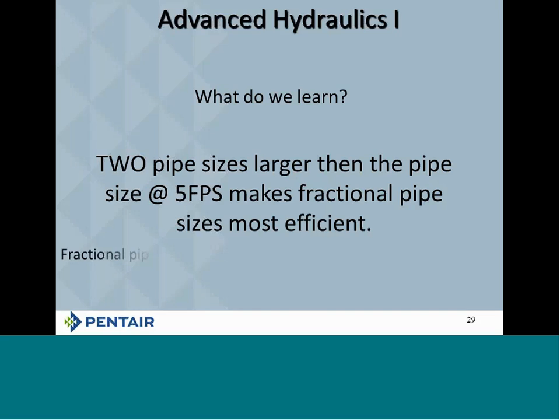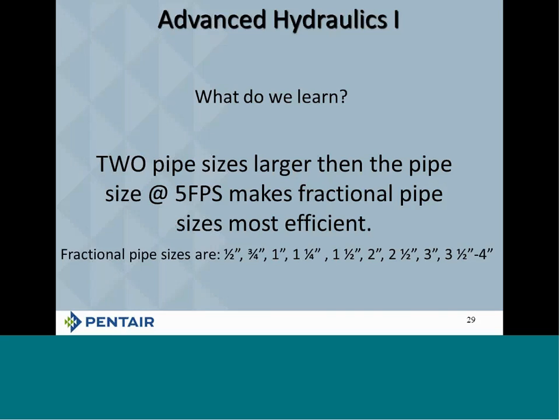Because fractional pipe sizes mean ½ inch, 3/4 inch, 1 inch, 1.25 inches, 1.5 inches, 2, 2.5, 3, 3.5, 4. Those are fractional pipe sizes. Those are your smaller pipe sizes. Once you get into bigger pipe sizes, they start going by 1 inch, 2 inch sizes. And of course, now you're not going to see that difference.